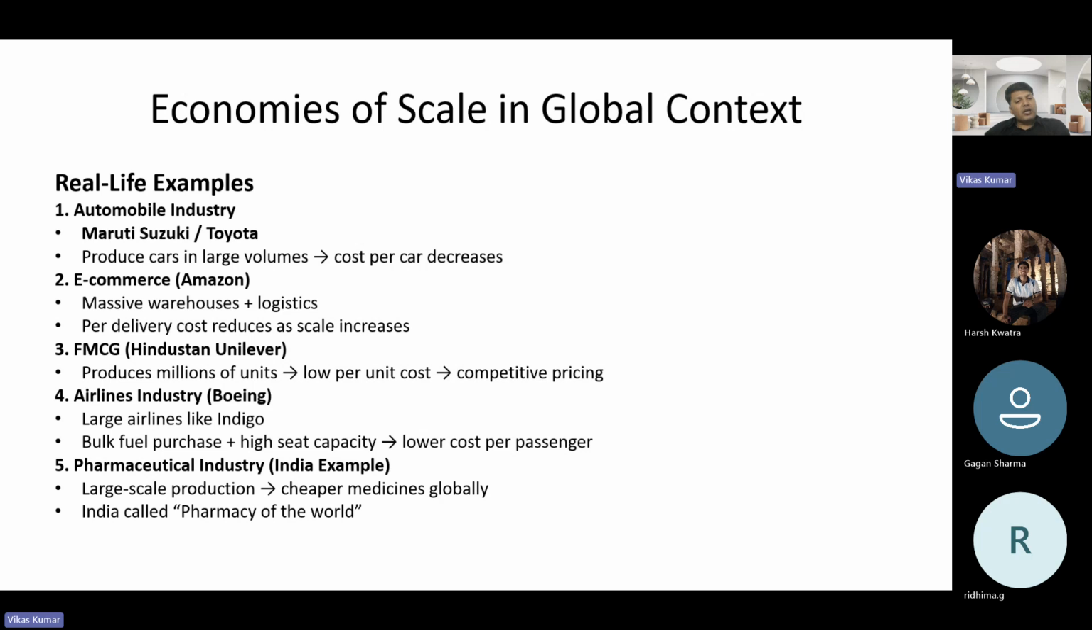When it comes to the pharmaceutical industry, large scale production means cheaper medicine globally, and that is why India is called the pharmacy of the world, because we supply generic drugs, generic medicines almost all over the world, but mainly to the USA. Almost 50% of USA medicines are manufactured in India, and we sell them at a very minimum price because of economy of scale, and because of that our pharmaceutical industry is also growing. So these are the examples with respect to economy of scale in the global context.